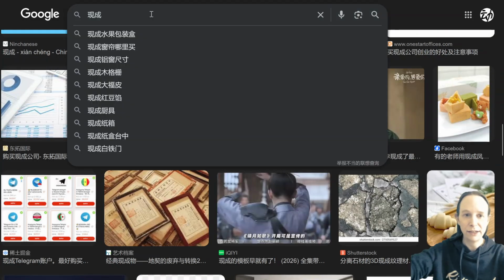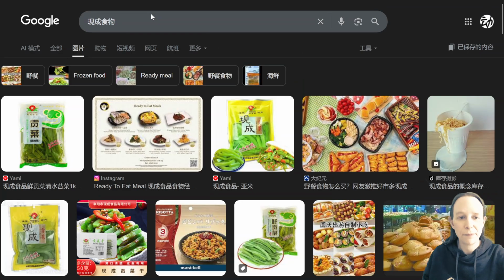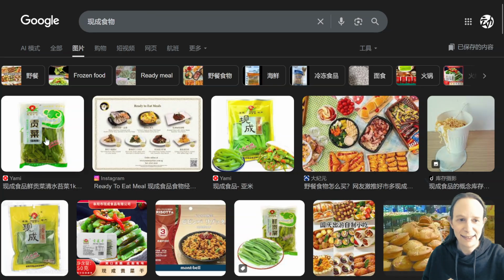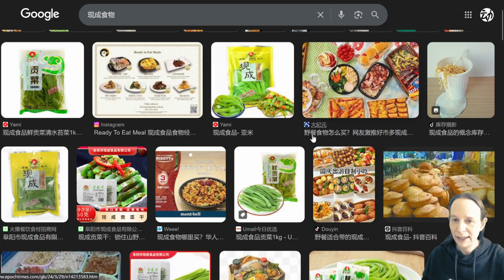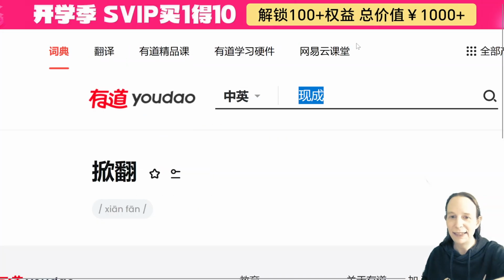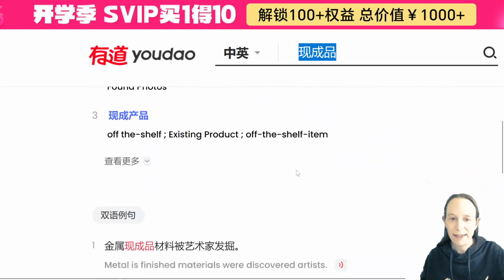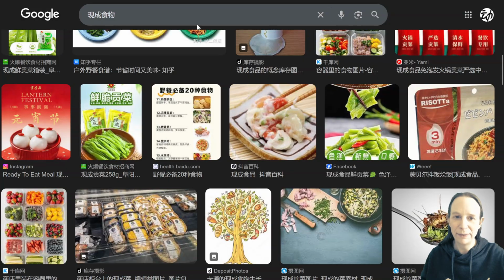What if I put 现成食物 or something? This is something else entirely. Maybe it's the name of this product. Yeah, okay, that's not helping. Let's put it in here. Ready-made, 现成品, here. So this one, let's put it in Google image search.